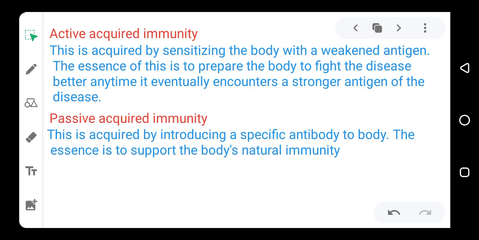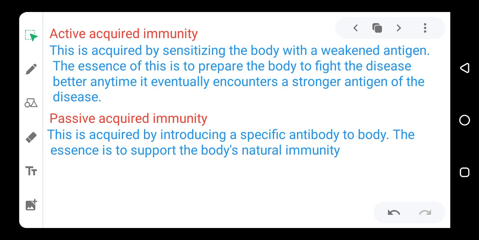Then in passive immunity, we introduce a specific antibody. That is, we try to equip the body with more armies to fight the diseases. So when the disease has come, or when we are expecting a disease, like we do in some countries, in a country like Nigeria, where we have the Boko Haram issue, the government will move more soldiers to that part of the country to help overcome the enemies that are there.